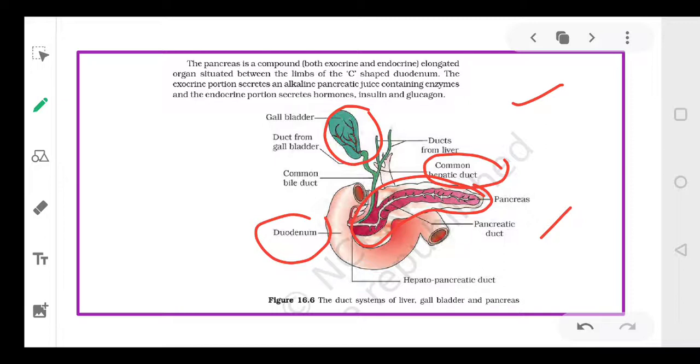The pancreas produces pancreatic juice, and that pancreatic juice contains enzymes like trypsin and lipase, which help in the digestion of food. The endocrine portion releases hormones like insulin and glucagon. So your pancreas is a mixed gland, a compound gland which has both endocrine and exocrine parts. The exocrine part will produce the pancreatic juice which contains the enzymes for digestion, while the endocrine part will produce the hormones.